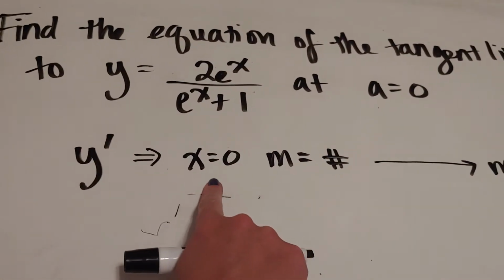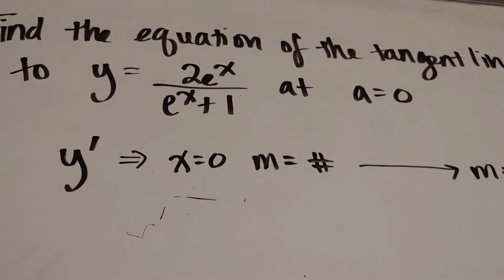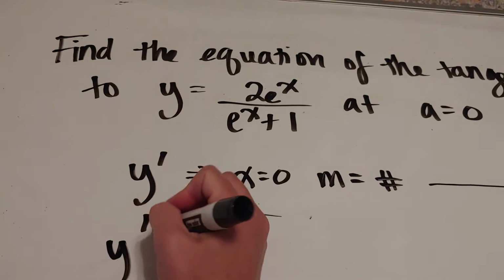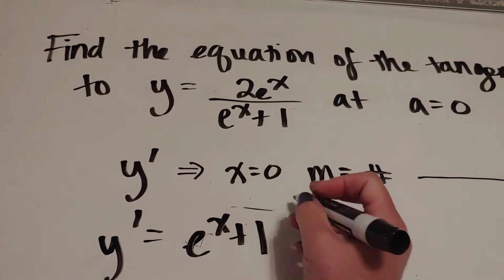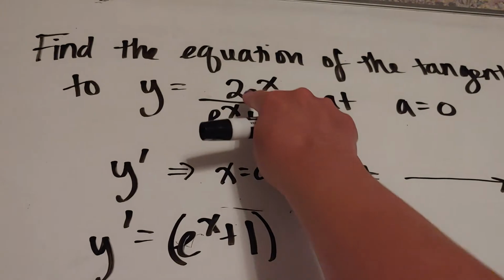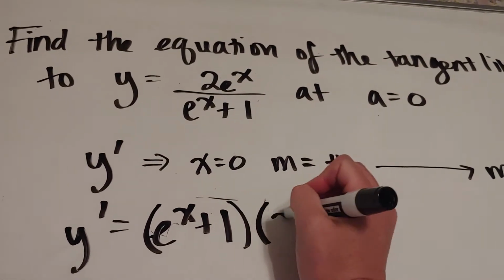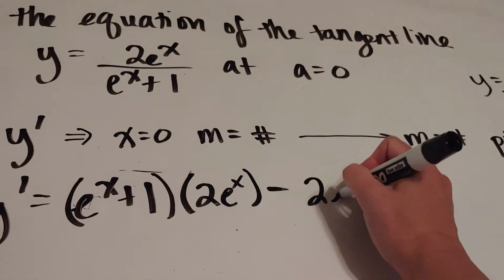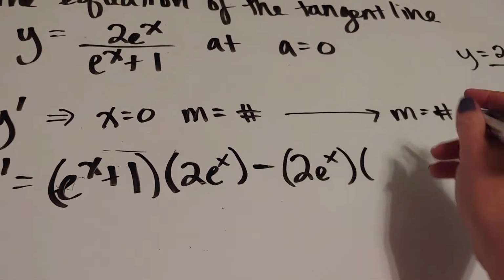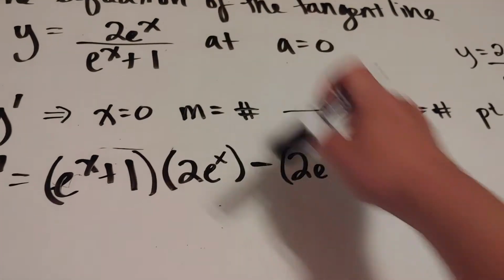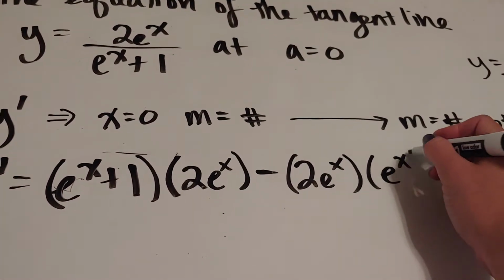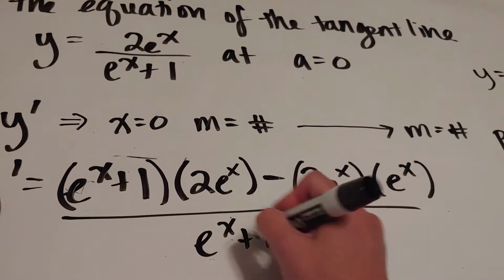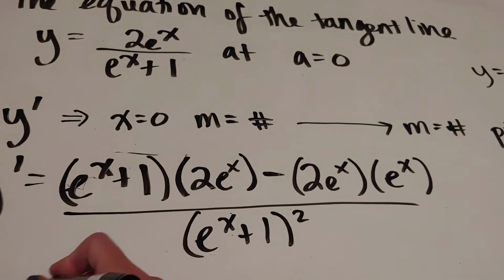To find that slope, I got to find the derivative, and guess what? That derivative is going to take quotient rule. That's why it's in this section. Okay, so let's do it. Low, d high. Now that 2 is just a coefficient, so it's just going to chill out, and the derivative of e to the x is e to the x. Minus high, d low. The derivative of e to the x plus 1 is e to the x. Square the bottom. For the love, do not touch it.